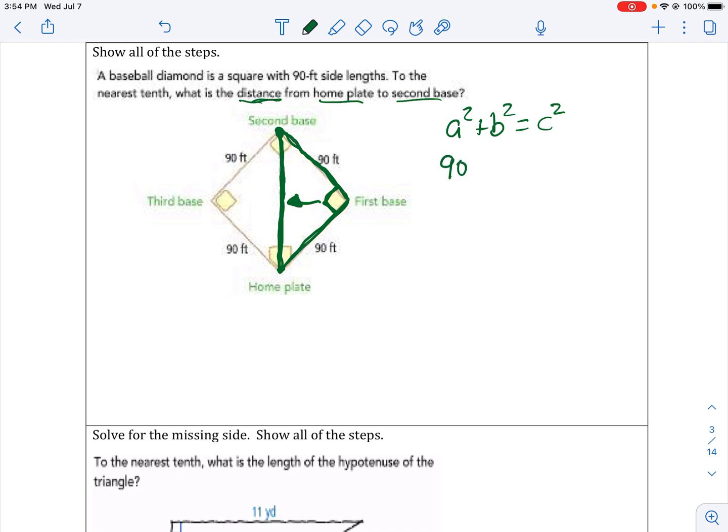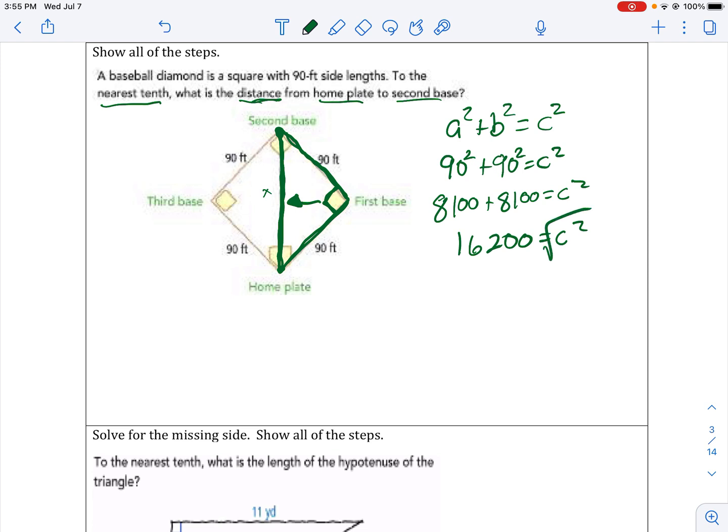Now I substitute my values. Okay? It says to the nearest tenth, so we are going to be doing some rounding here. So 90 squared is 8100. And when you add these together, 16,200 equals C squared. You could have used X if you wanted to. I'm just keeping with C because I know that's my hypotenuse.